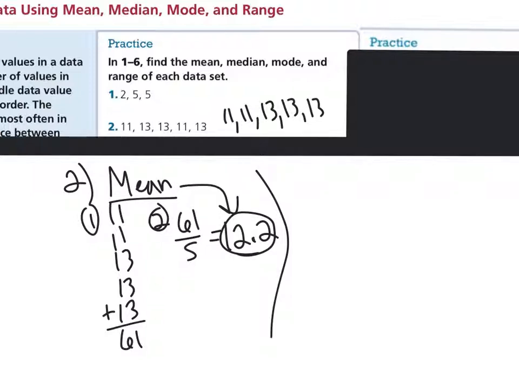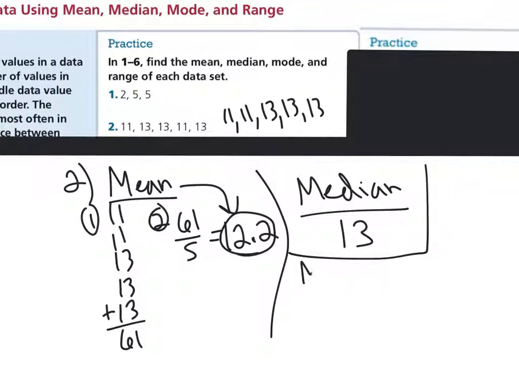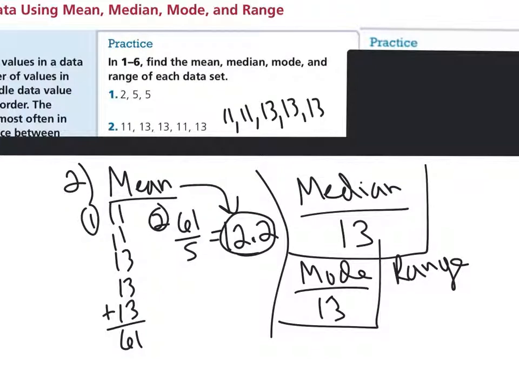So there's the mean. Again, the mean should be somewhere between the lowest and highest number when you're doing that also. Median would be 13. We just have one middle number here. Mode would be 13. 11 happened twice, but 13 happened more than that. Then the range, 13 minus 11, range is 2.